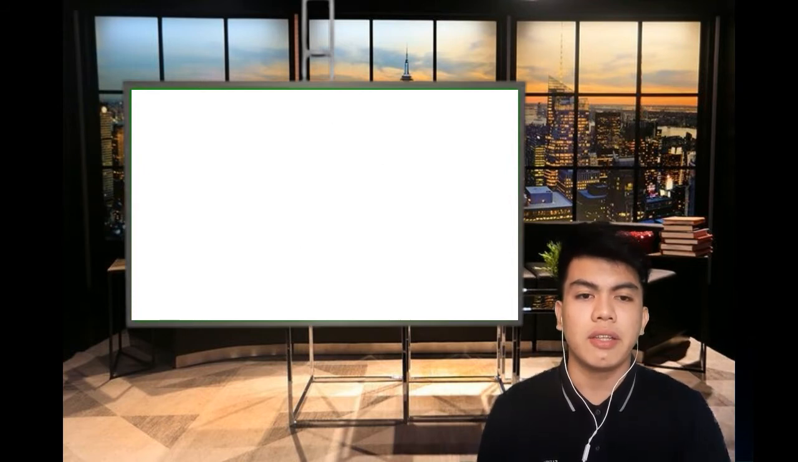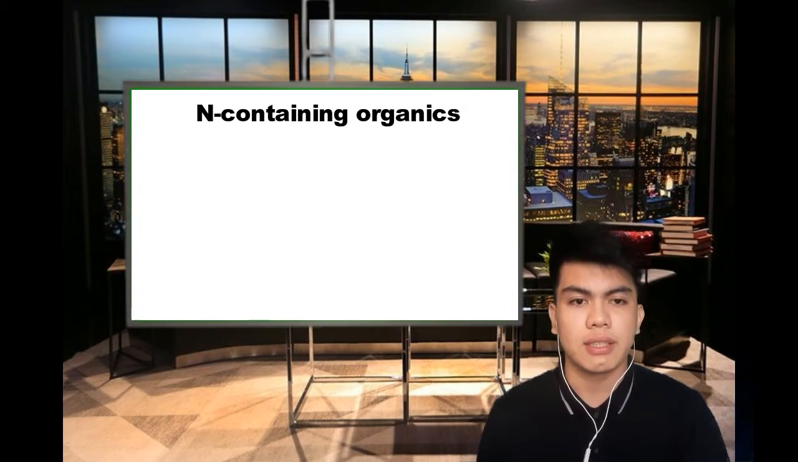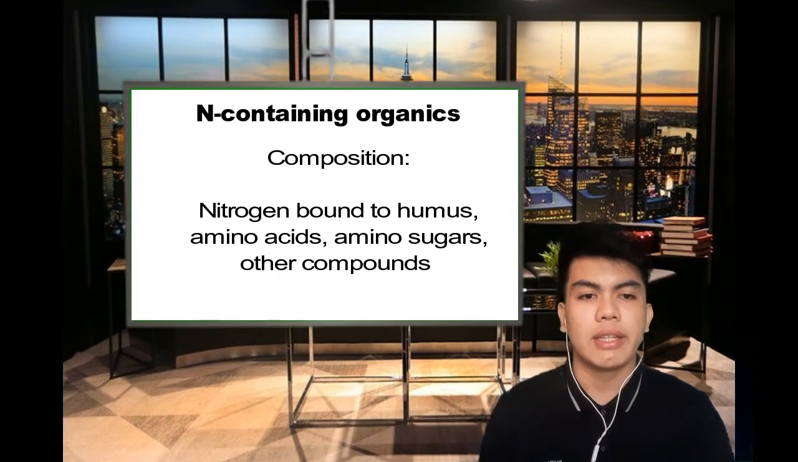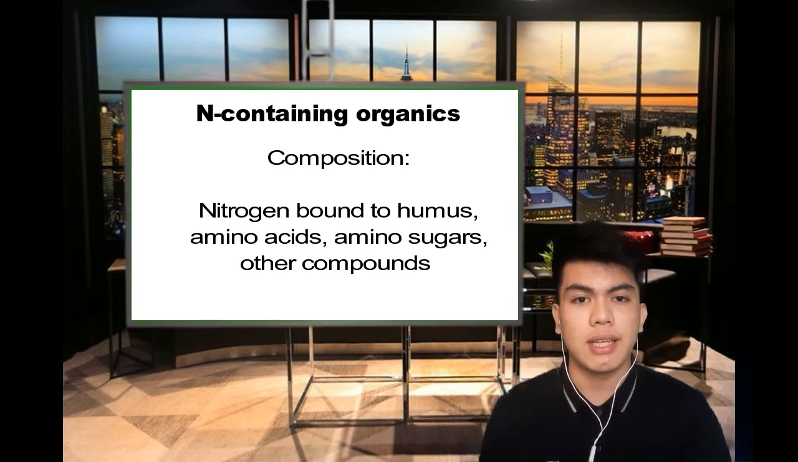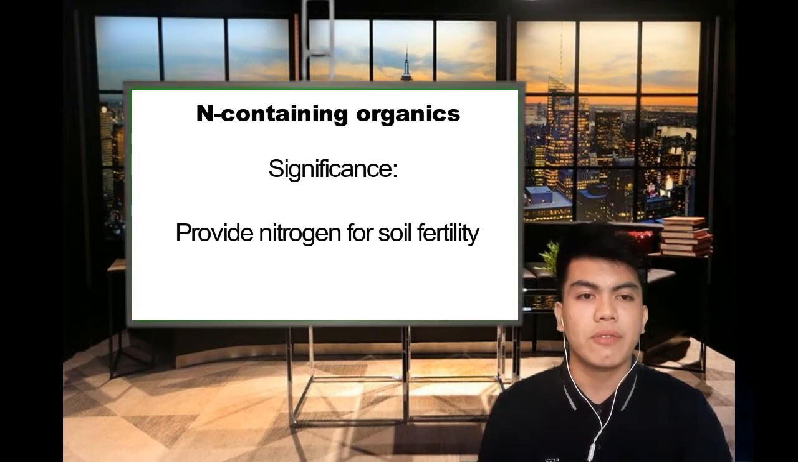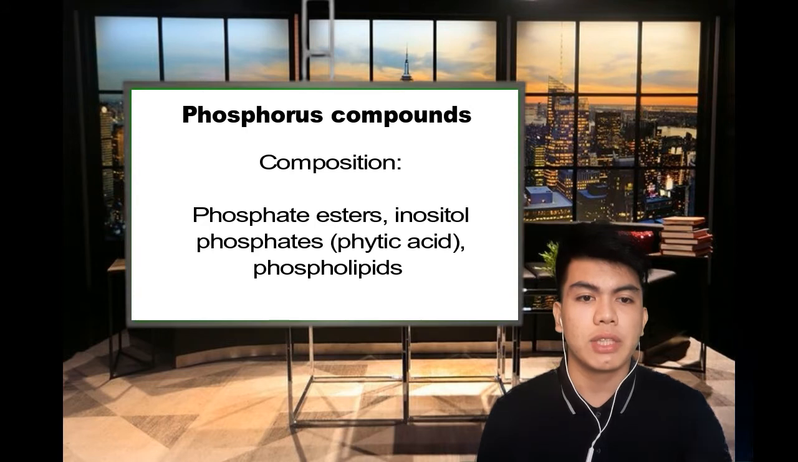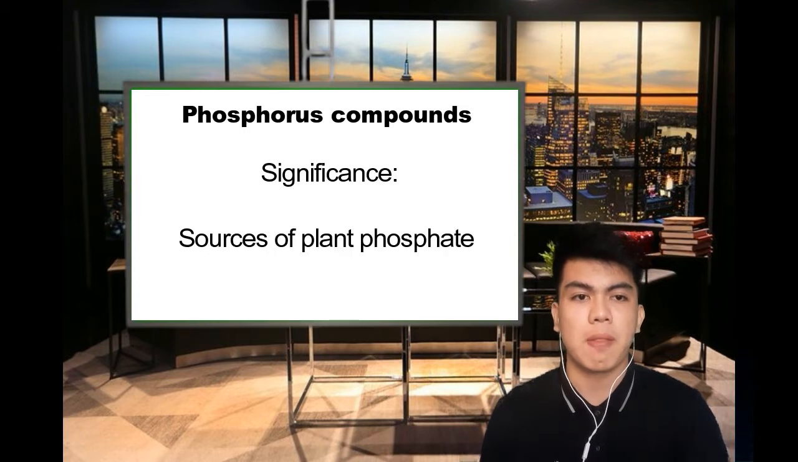Fourth is the nitrogen or N-containing organics. So for the composition, of course, it is nitrogen bound to humus. It has amino acids, amino sugars, and other compounds. For the significance, it provides nitrogen for soil fertility. Last is the phosphorus compounds. So it has phosphate esters, inositol phosphates or the phytic acid, and phospholipids. And its significance is it is a source of plant phosphate.